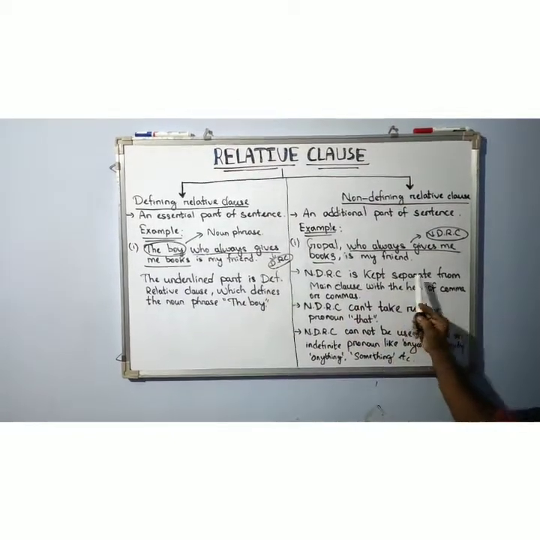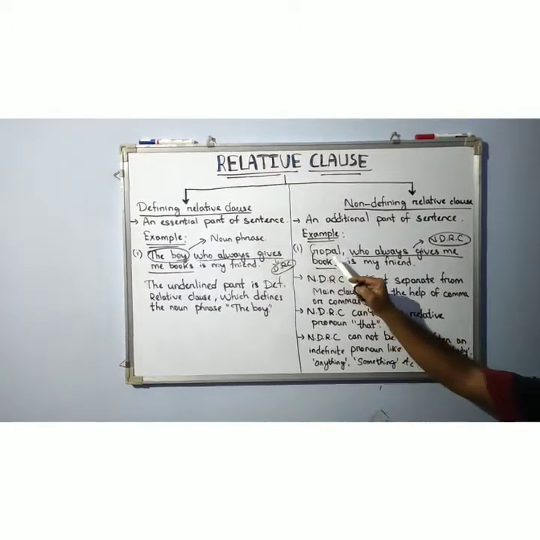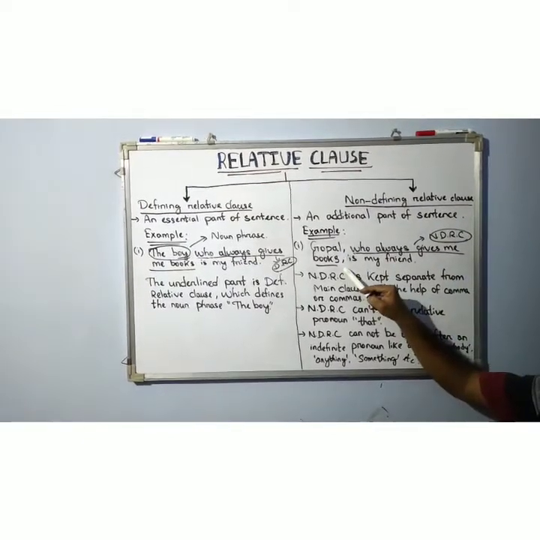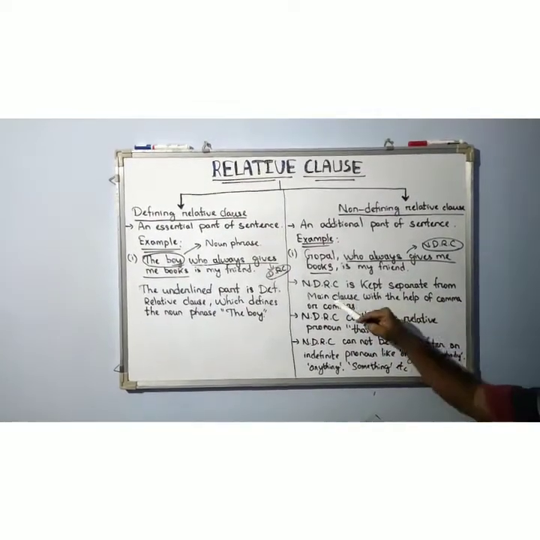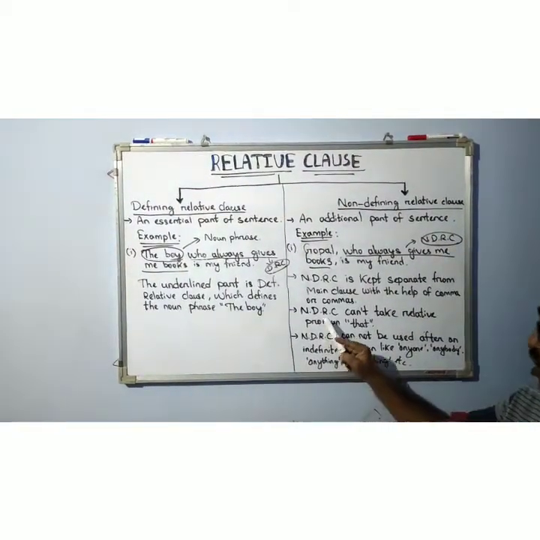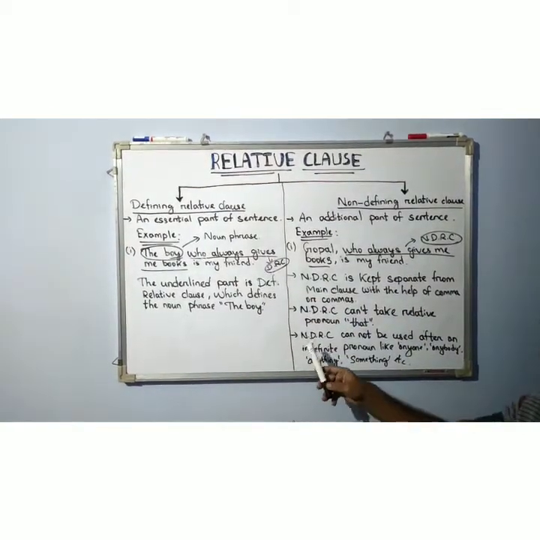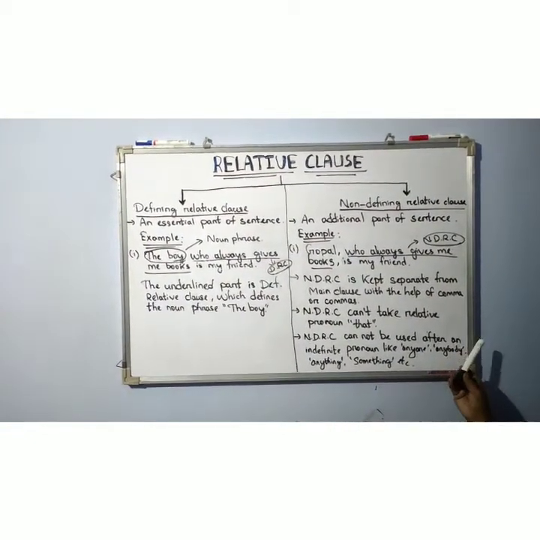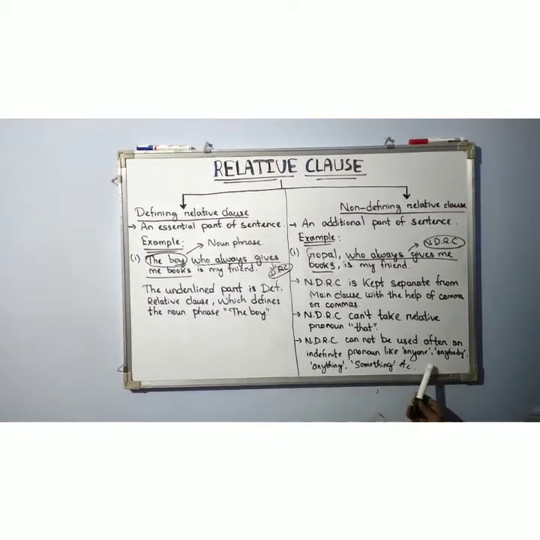Non-defining relative clause is kept separate from the main clause with the help of a comma or commas. You just see the example again. After Gopal there is a comma. Who always gives me books, there is another comma here, is my friend. There is another point here. Non-defining relative clause cannot take the relative pronoun that. Another point: non-defining relative clause cannot be used after an indefinite pronoun like anyone, anybody, anything, someone, somebody, something, etc.